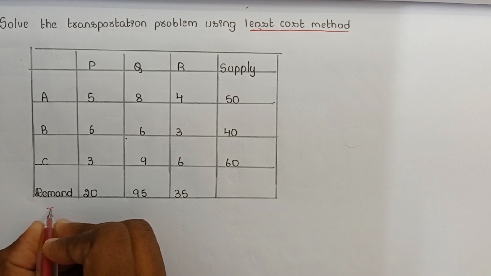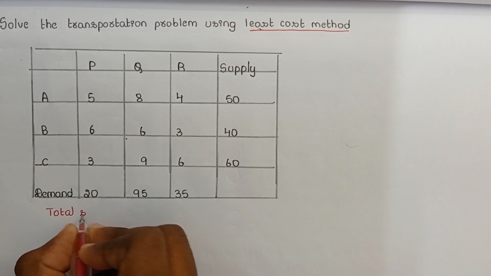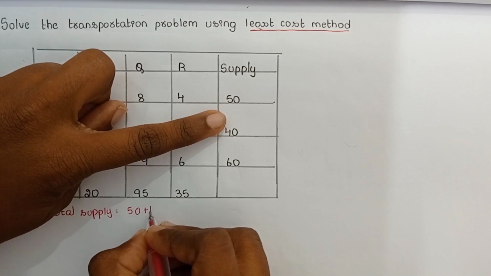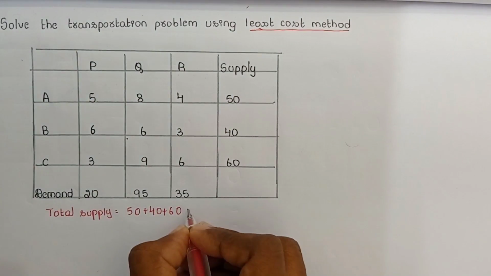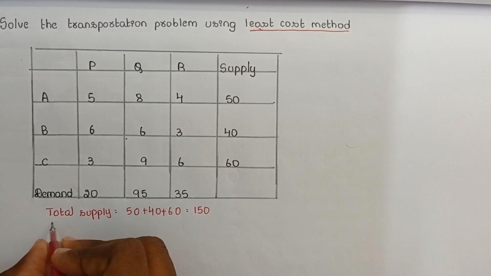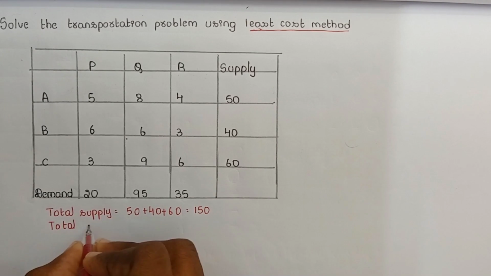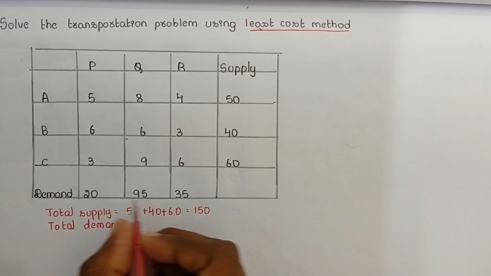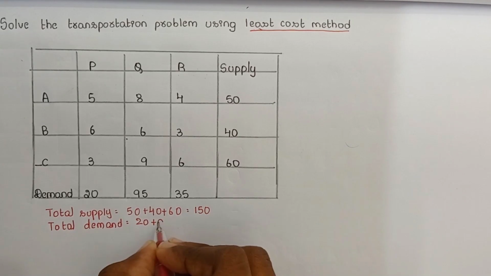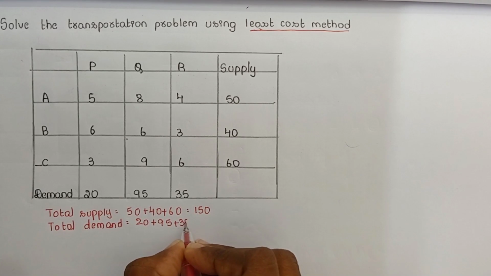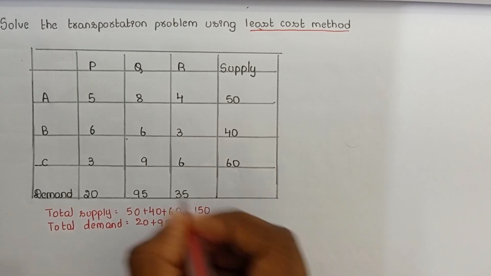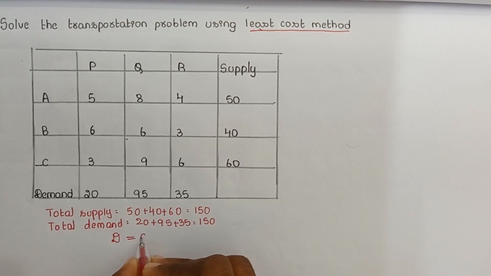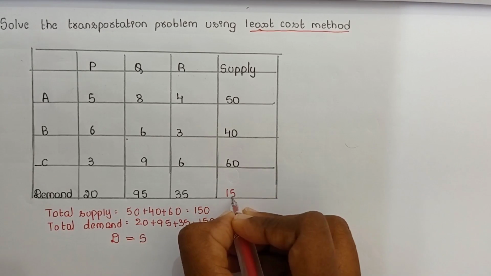Total supply is equal to 50 plus 40 plus 60, which is equal to 150, and total demand is equal to 20 plus 95 plus 35, which is also equal to 150. So it is a balanced problem because there is equality between the demand and supply. Let me write the total here, 150.